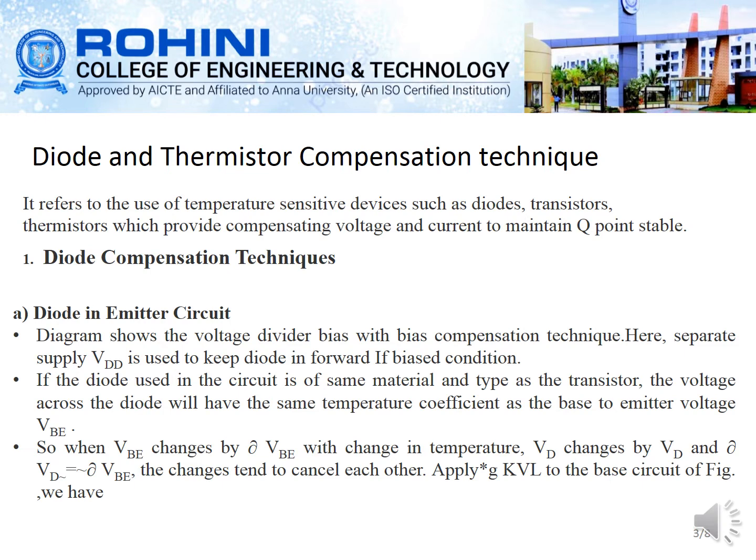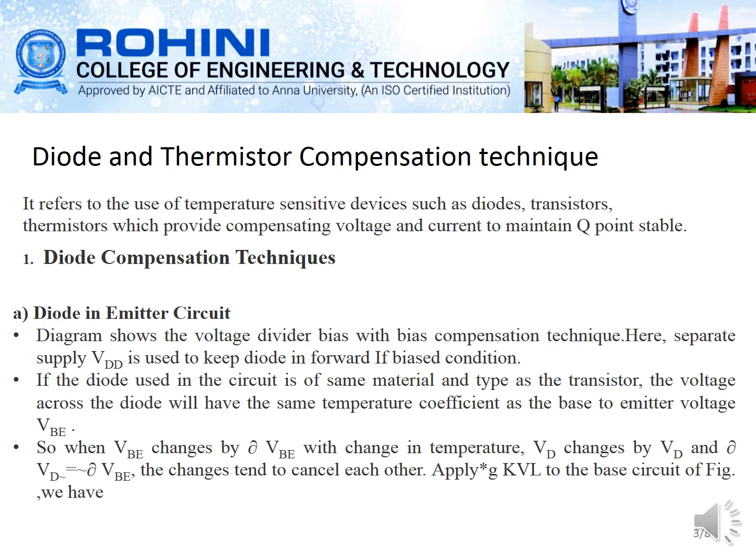For the diode compensation technique, first we place a diode in the emitter circuit. The diagram below shows the voltage divider bias with the bias compensation technique. Here we are giving a separate voltage supply so that this diode will operate in the forward direction. If the diode used in the circuit is of the same material and type, then the voltage across this diode will have the same temperature coefficient as that of the base to emitter voltage. So whenever there is a change in the base emitter voltage, there will be a change in the temperature.